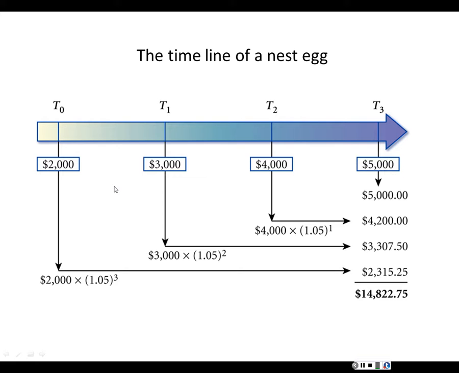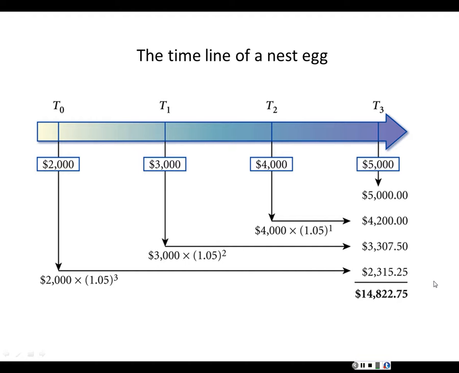So in this case, we have money coming here, we're growing it. So this particular piece, if I don't put anything else, this 2,000 will grow to 2315 by third year. This one, 3,000 will grow to 3307, and so on. And so now, by the end of the third year, this is what I will have.